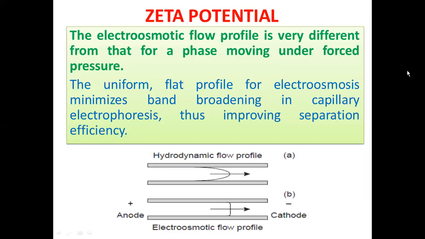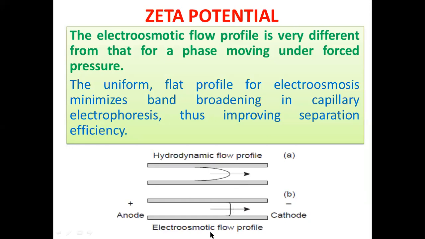So the electro-osmotic flow profile is somewhat different from the hydrodynamic flow that we saw in the chromatographic technique. You can see here, this type of flow profile can be seen in chromatography. Because of this hydrodynamic flow, we will see band broadening, zone spreading or channeling in chromatographic techniques. But here, the electro-osmotic flow is very different.